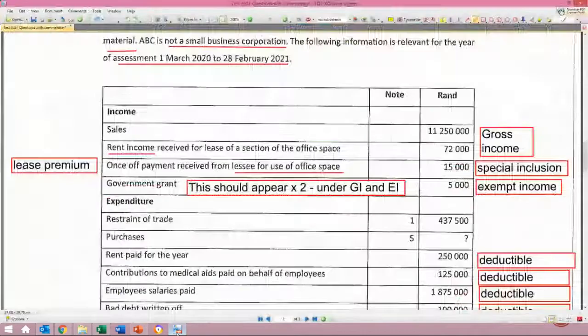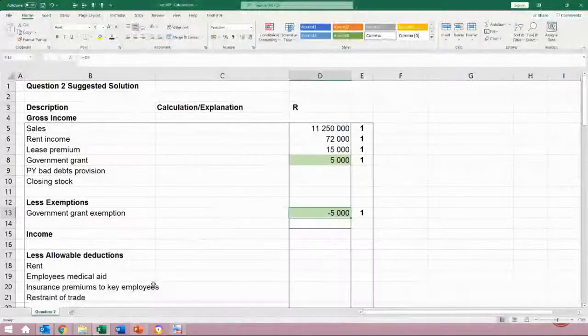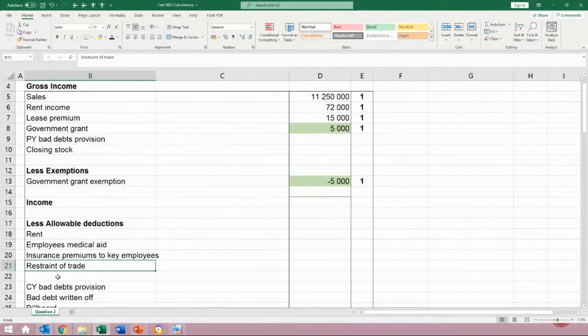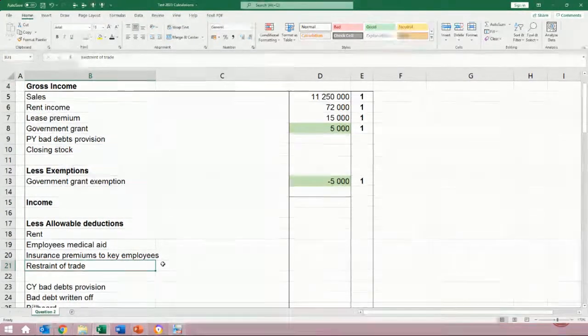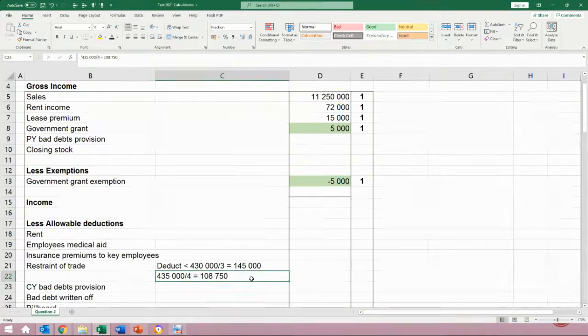Now, if we go back to the question, the next item was your restraint of trade payment, which was the 437,500. Now, how you had to do the restraint of trade payment: you have to show the calculations based on the 3 years, which is in terms of the Act, and the restraint of trade payment in terms of the contract amount. So in terms of the contract, it was over 4 years. Then you deduct the lower of the two.